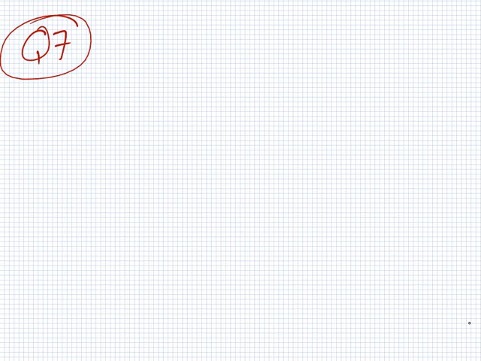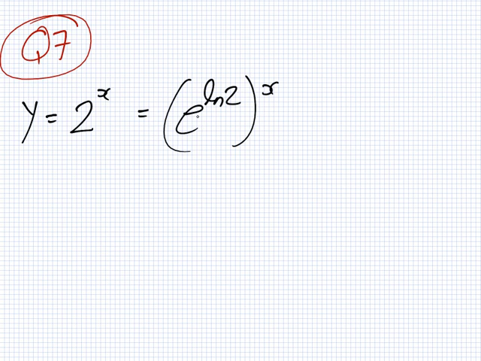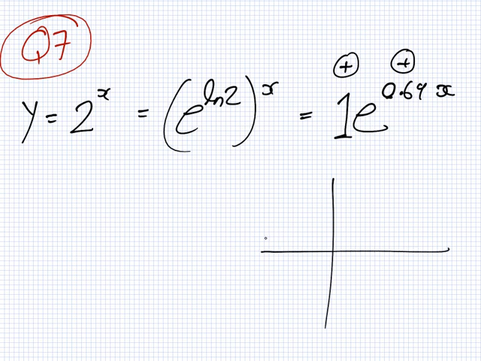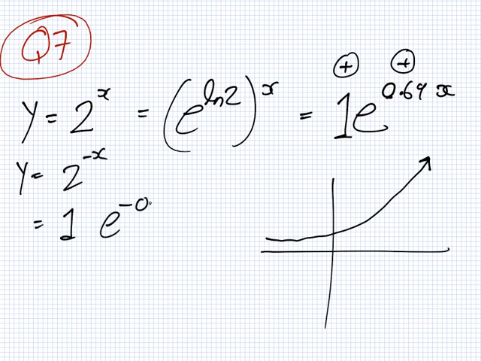So, there's a little bit of a trick to this one. You have y equals 2 power x, which you write as e to the log 2 times x, because e to the log 2 is still 2. Why do we do this? Because we can now write it like this: 1 times e to the log 2, which is about 0.69, times x. This is positive and this is positive. And if you remember the graphs, when a and b are positive, the exponential goes like this. You can do something similar with 2 to the minus x, and you'll end up with 1 times e to the minus 0.69x.